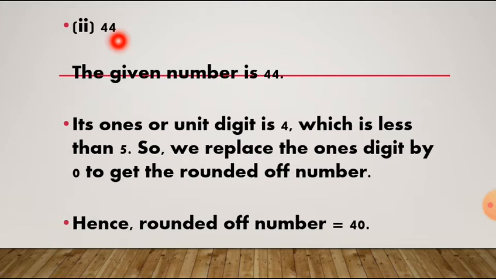If the digit in this place is 5 or greater, then only we have to add 1 to the tens place digit. Here there is no need to add 1 to the tens place digit because the digit in the ones place is less than 5. So we will get the final answer as 40. So the rounded off number of 44 is 40. Got it, children?